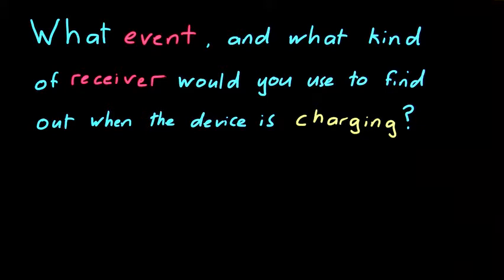Imagine your app has to upload a movie or calculate the next 10,000 moves in a game of chess. How might you use a receiver to wait until the device is plugged in before starting that process? Should it be a manifest receiver or a broadcast receiver?